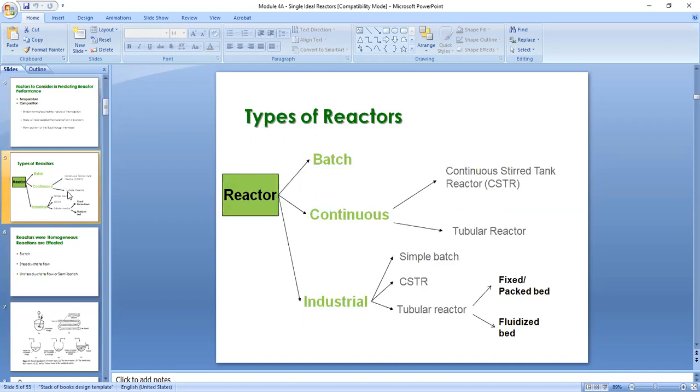Then we've discussed the types of reactors, and it was emphasized that our coverage here, since this is introductory in nature, will only be for the batch and the two ideal continuous reactors, the CSTR, otherwise known as the MFR, or the back mix reactor, and the plug flow or the tubular reactor. Though for industrial processes, we also employ other reactors. We even have the fixed bed and fluidized bed reactors.